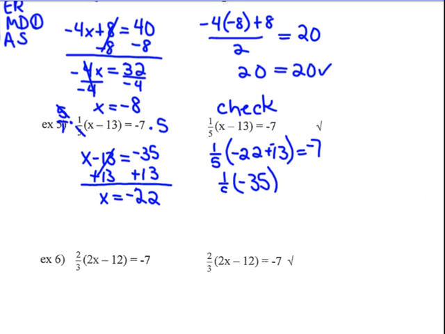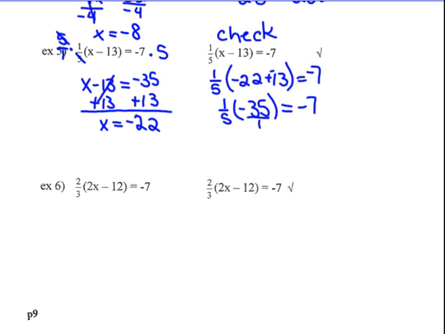1/5 of negative 35 is negative 7. Well, if I put this negative 35 over 1, because that's what it is, the 5 goes into that 35 7 times, yes, it's negative 7. So 1 times negative 7 is negative 7. 1 and 1 on the denominator, oh, I don't have to write it over 1. So yes, 1/5 of negative 35 is negative 7. Hey, that's what I had on the right side of the equation. It's now balanced. Yippee! Got the right answer.